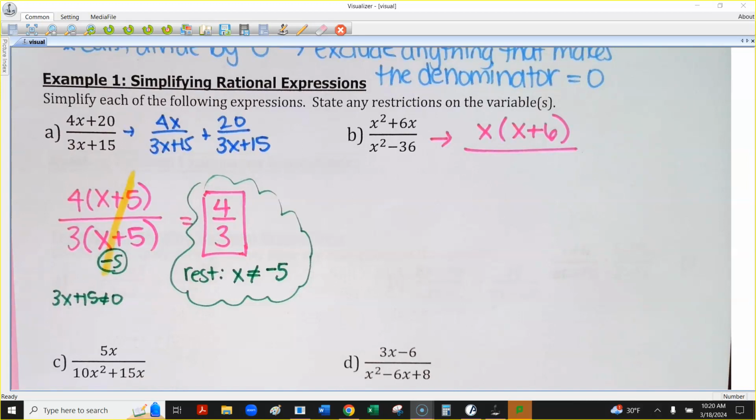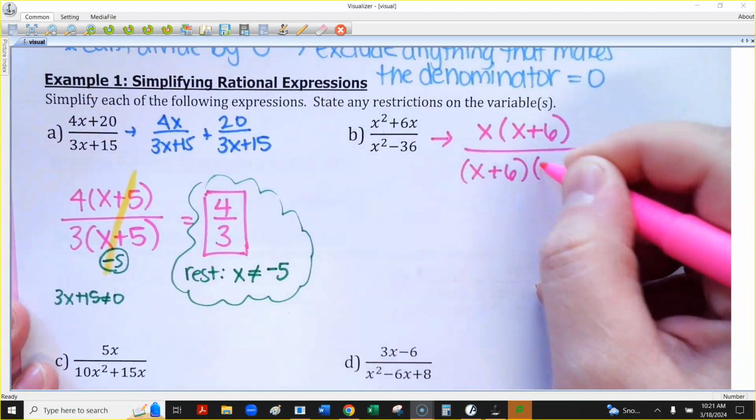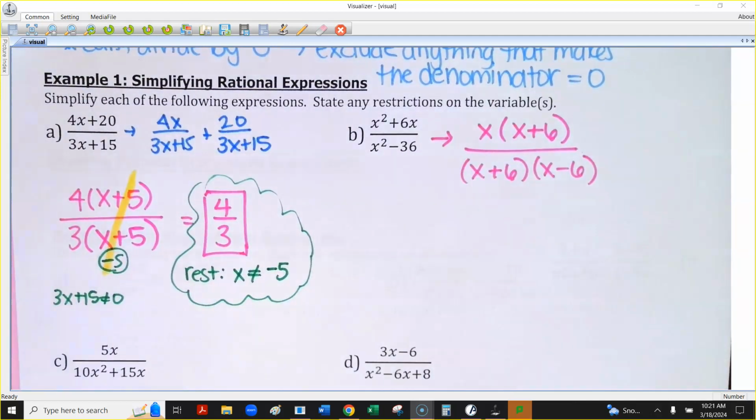Yes, so the factored form in the bottom of this, one of them is x plus 6, one of them is x minus 6. It doesn't matter which one you write first or second. And then once I'm multiplying two things on the top and two things on the bottom, we're just looking for anything that matches. Anything that matches we can cross out. So the x plus 6's match.